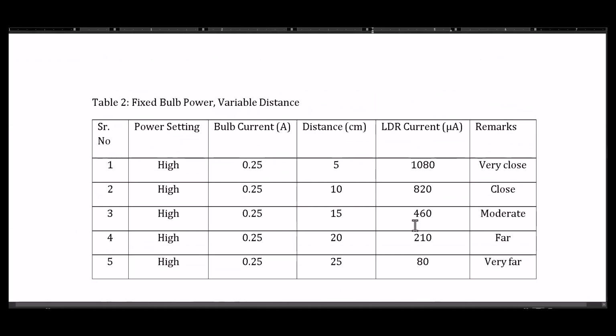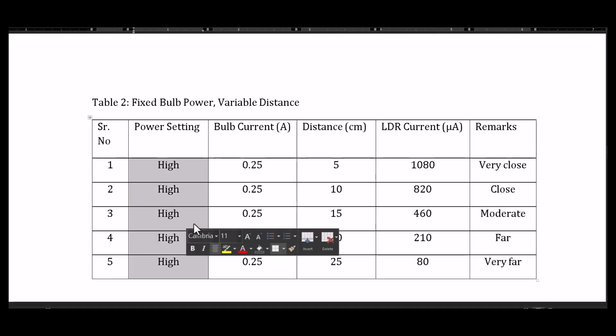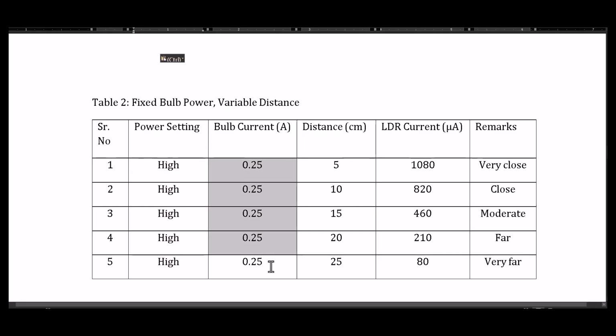For case 2, we keep the power fed to the bulb fixed, that is 0.25 into 12, and we increase the distance between the LDR and the bulb. When we increase the distance, the current through the LDR decreases. Inversely, we can say that in case 2.